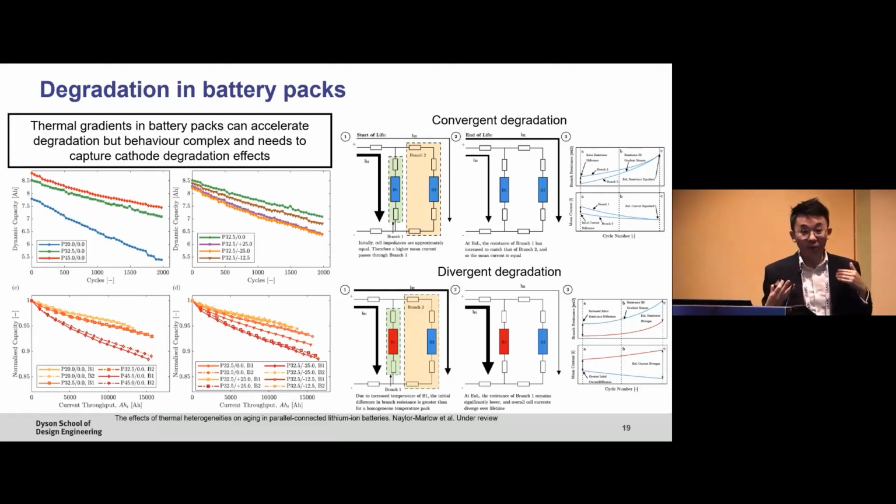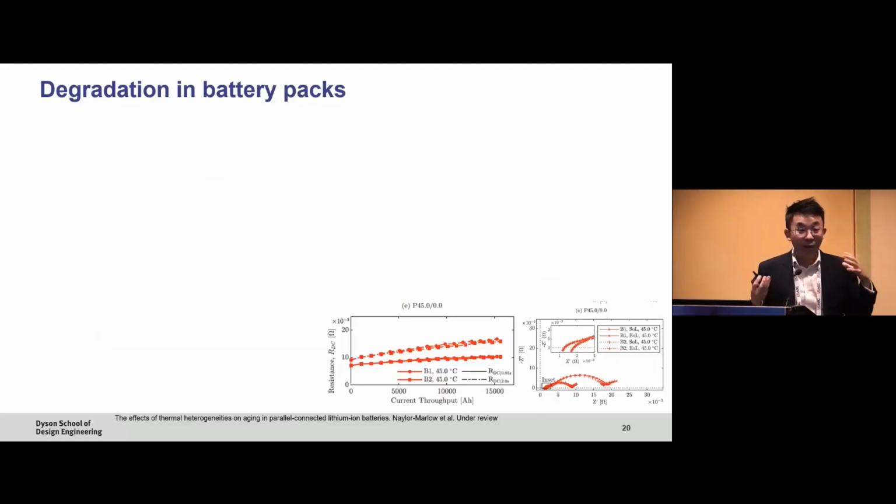Beyond that, we also see a difference in the degradation between the 2 cells in parallel. Depending on the thermal gradient across the system, the first cell, B1 or B2, could be the dominant one. I'll unpack that a little bit in a moment. In our system, we've designed a battery pack where we can periodically remove cells from the system and diagnose them. So we can measure the resistance of each one.